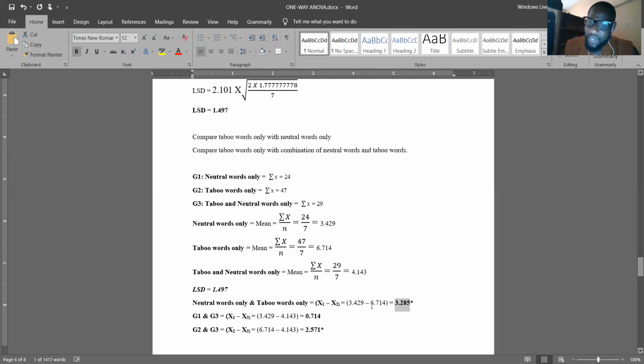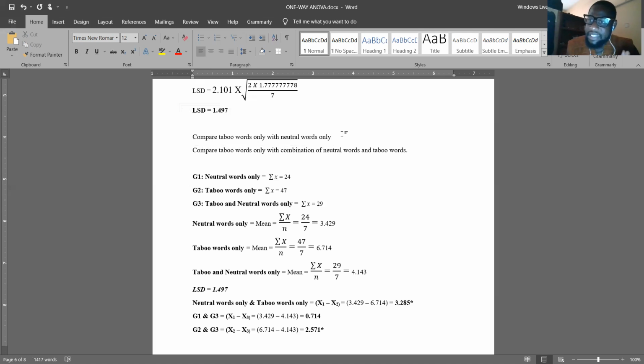And you can see that taboo words only, they had a mean value of 6.714. Then neutral had 3.429. And that should tell you that participants in taboo words only committed more errors than those in neutral words only. So that means it satisfies the first hypothesis formulated by the researchers.